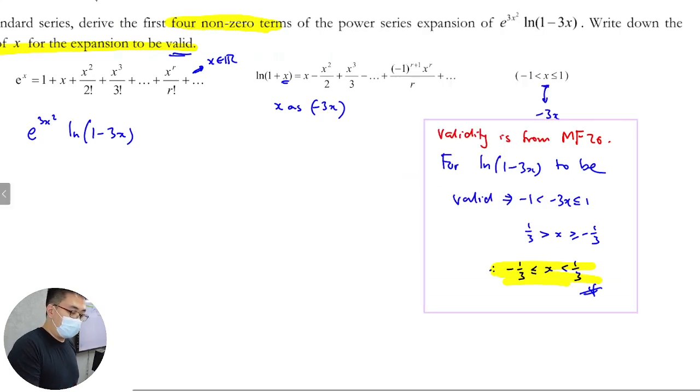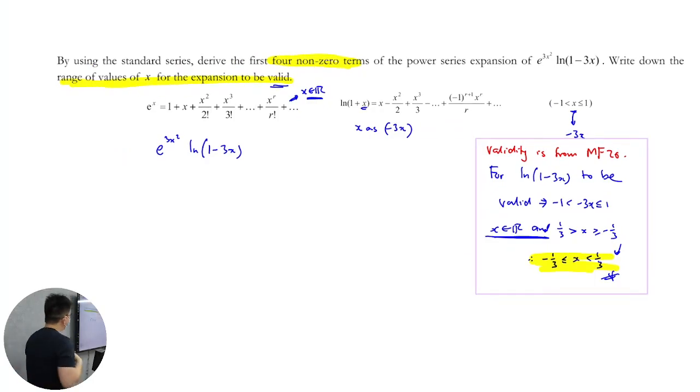Because this exponential is for all real values of x, sometimes if you have both the all-real-values part and this one, if you take all real values, of course it's just this, so you don't really care about it. That's the validity.